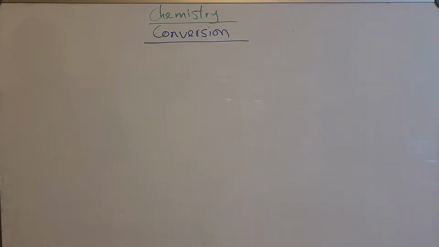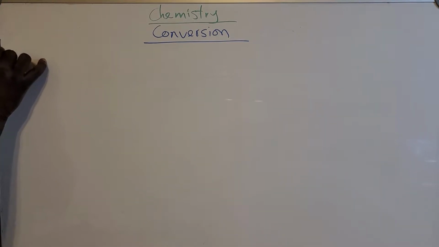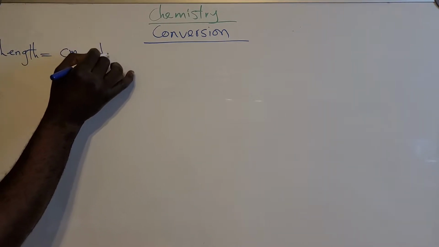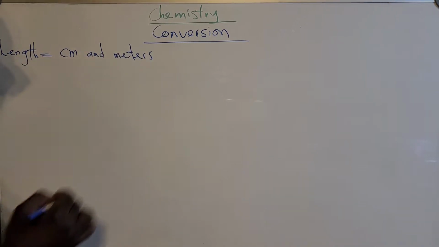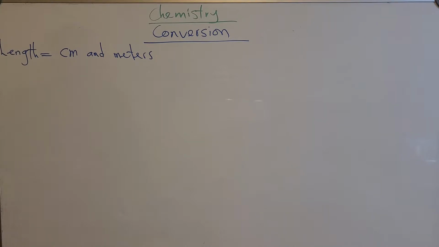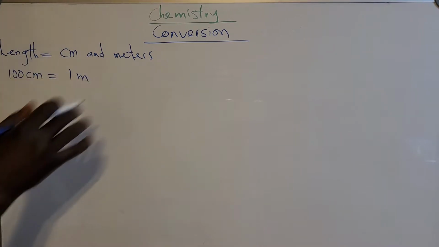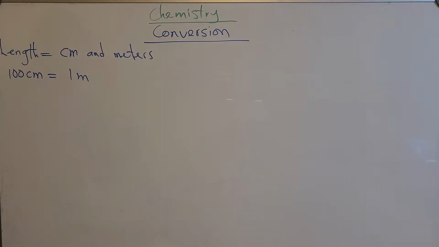So for example, you have different SI units. One of them is length, and for length you usually use centimeters and meters. In chemistry, we use centimeters a lot. We also use meters. And you should know how to convert between these two. If you go back to your elementary school, you know that 100 centimeters is equal to 1 meter, okay? 100 centimeters is equal to 1 meter. And in one of our math classes, in my previous video, I also talked about this unit.